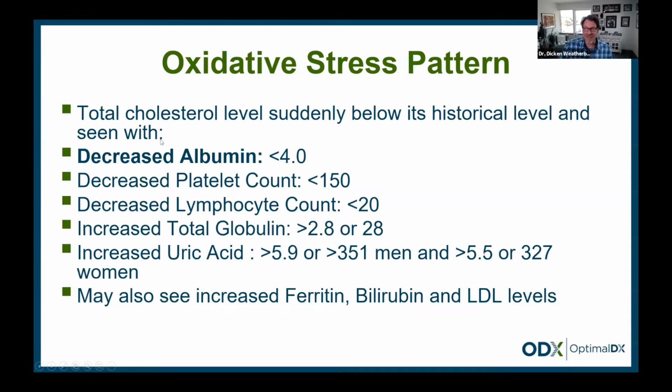If you're seeing that, along with this decreased albumin, decreased platelet count, decreased lymphocyte count, increased total globulins, your uric acid levels will be slightly increased. You may also see increased ferritin, bilirubin, and LDL levels. These are all things that we look at collectively to give us a picture of whether or not oxidative stress is an issue for this particular patient. And again, we're not measuring oxidative stress. We're measuring the influence that oxidative stress has on certain biomarker values.